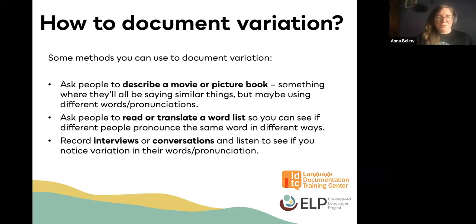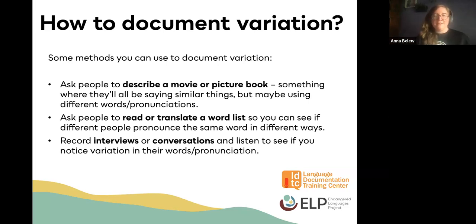You can also ask people to read a word list or maybe translate a word list if multilingualism is really common in your community, so that you can get a specific word and see if people pronounce it in different ways. One advantage of having people translate a word list is, again, you might avoid prompting them to say a certain word or pronounce it a certain way. So if you're like, okay, here's an English word list, could you please say this in, I don't know, Dene, right? Then they won't be seeing a specific Dene word written down. They'll just be translating it, and they might be more likely to use whatever word or pronunciation they naturally do in their everyday life.